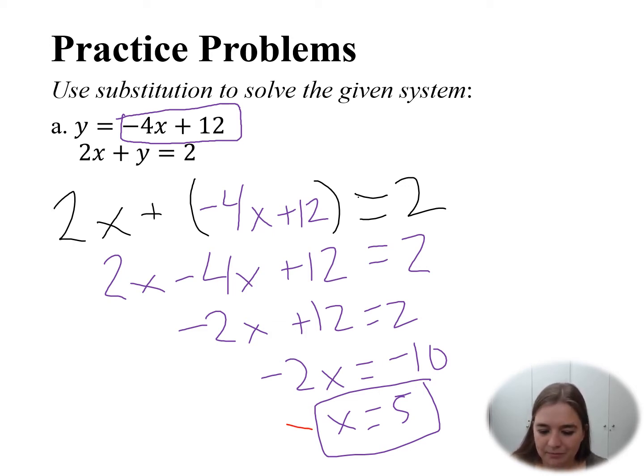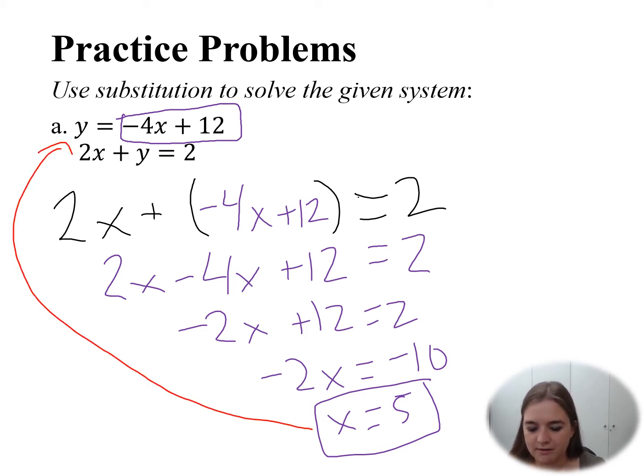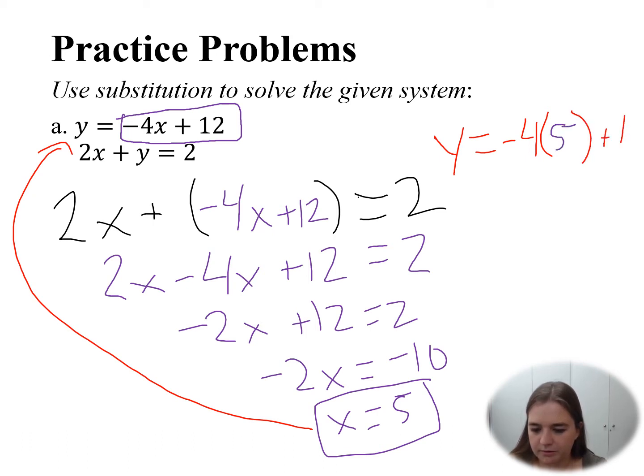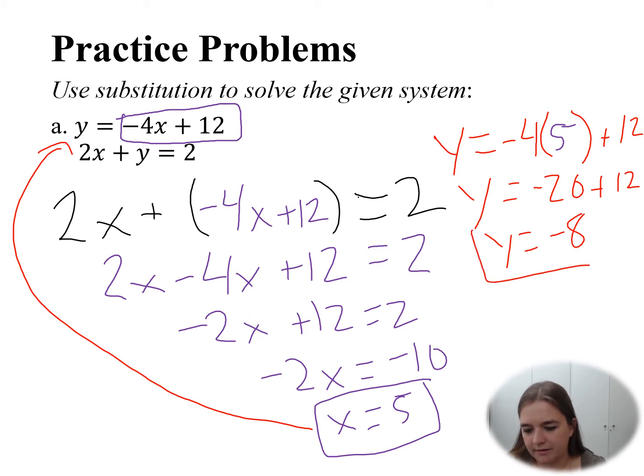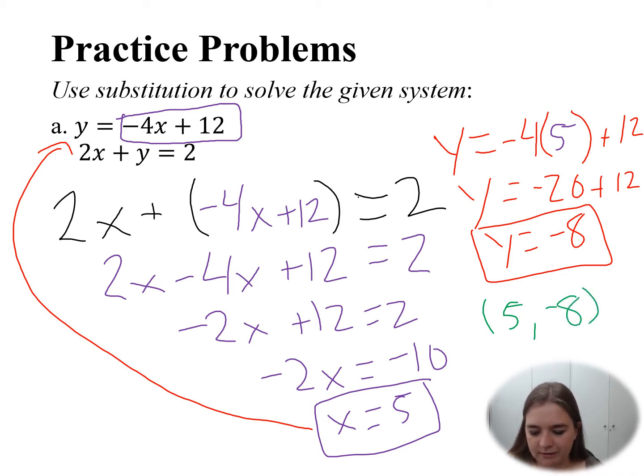Now I need to go back. I'm going to plug it in to that equation that I started with to find my other piece. y is equal to negative 4 times my x value. Let's do it in purple to stay consistent. Times my x value of 5 plus 12. Well, negative 4 times 5 is negative 20. Negative 20 plus 12 is negative 8. So I have both pieces. The way I would write my final answer when I'm talking about solutions to systems would be my x value is always first and my y value is second. My final answer for this problem would be 5, negative 8.